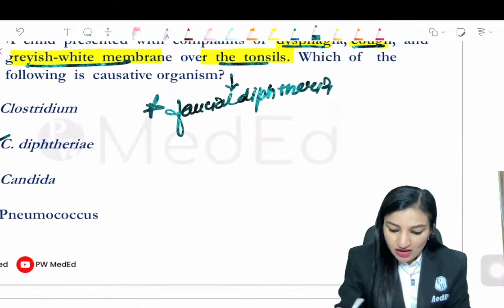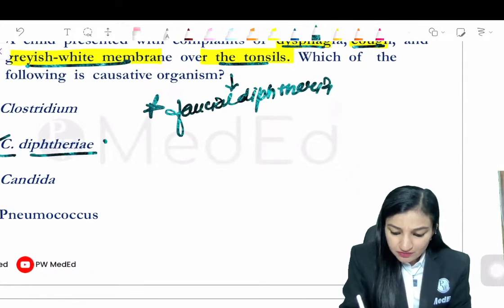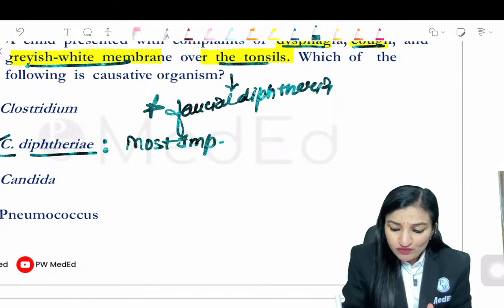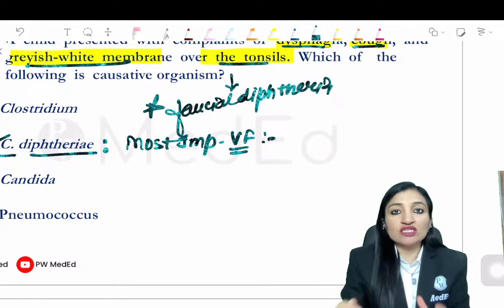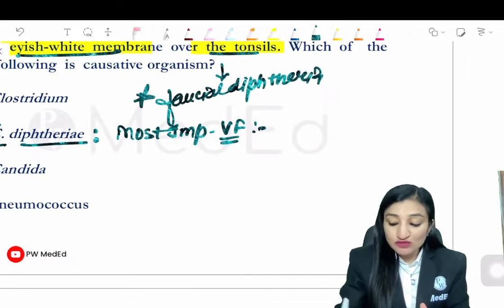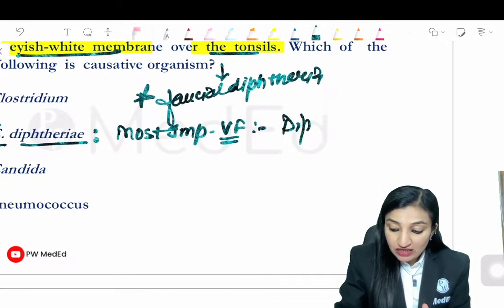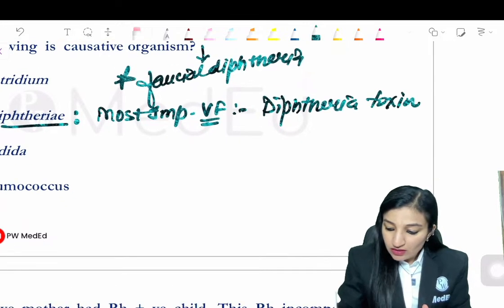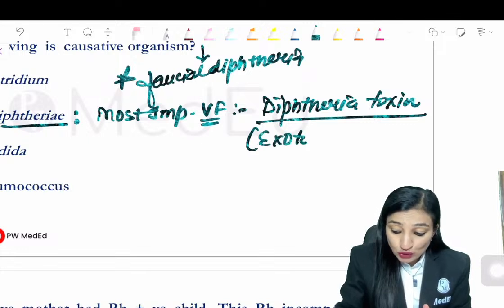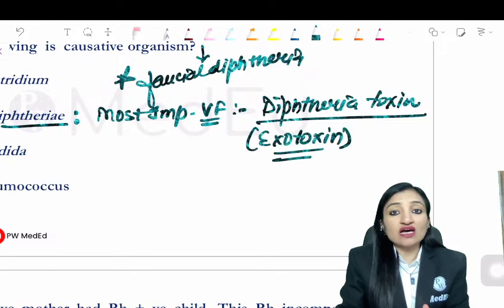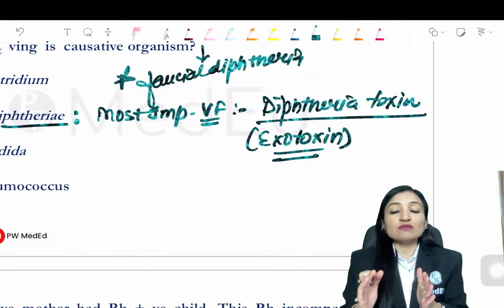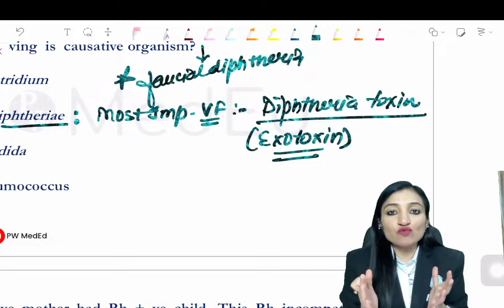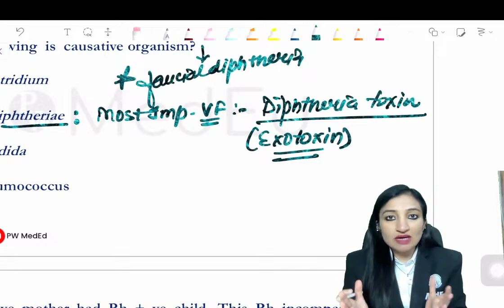Okay, guys, a couple of things I want to tell you today regarding this organism. Remember, the most important virulence factor, VF, or the arms and ammunition of this organism, is diphtheria toxin. Now, this is an exotoxin. As a rule, all exotoxins are proteins. Protein comes from mRNA, mRNA comes from gene. And life is nothing but proteins.